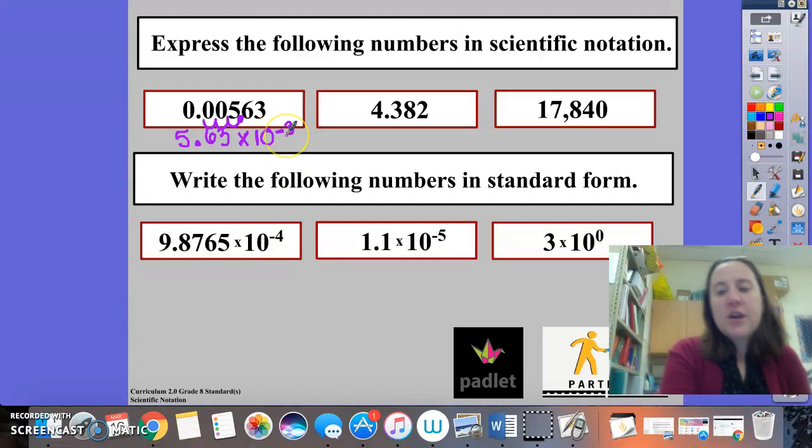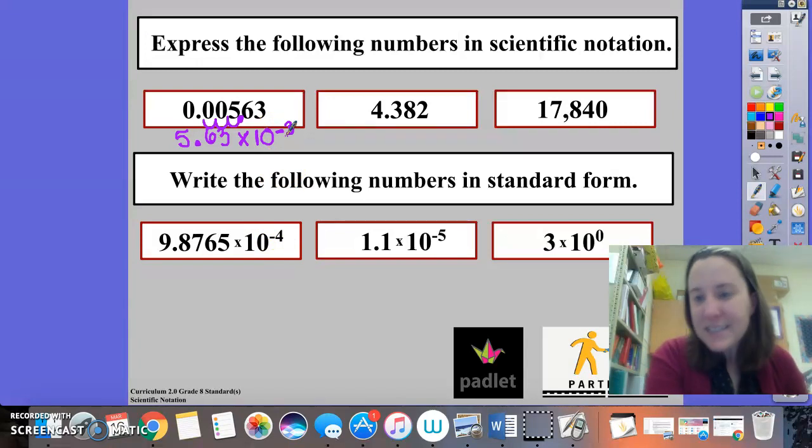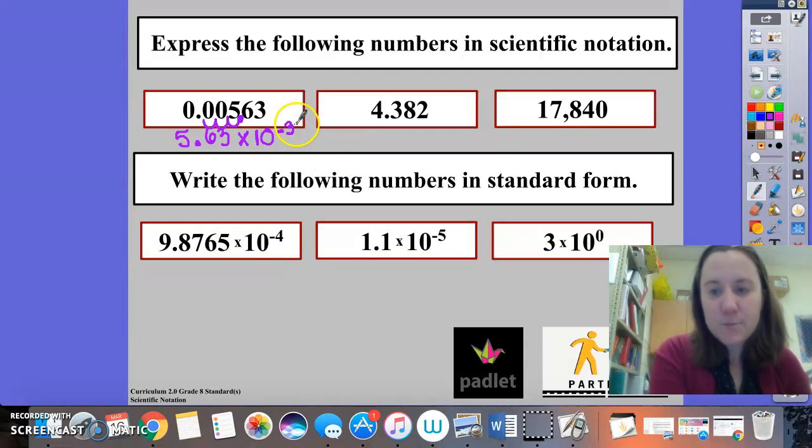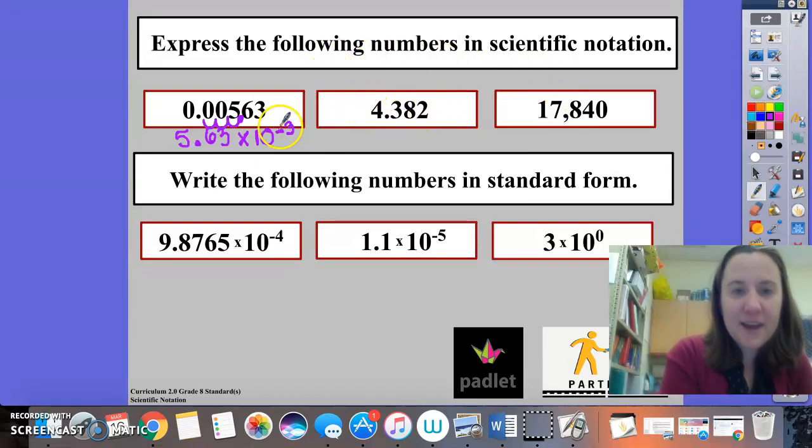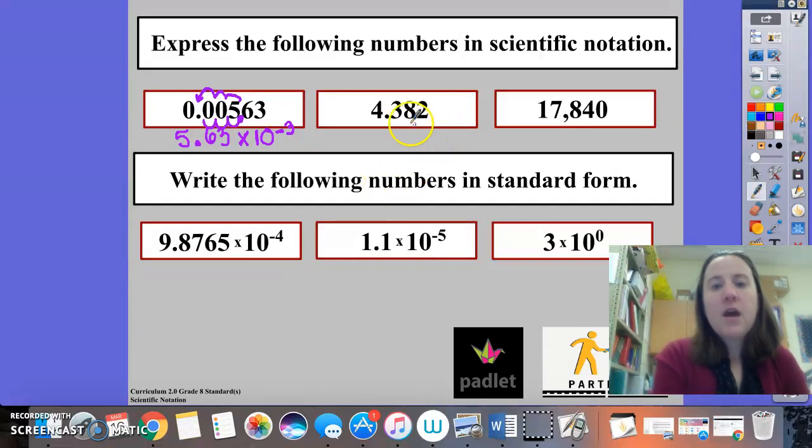Now, because my starting standard form was a tiny decimal that was smaller than 1, it's going to be a negative exponent. But you can think about that like, well, if I was going back the other way and I multiplied by 10 to the negative third power, that would mean I was moving my decimal 1, 2, 3 places to the left, and that would get me right back at where we started.